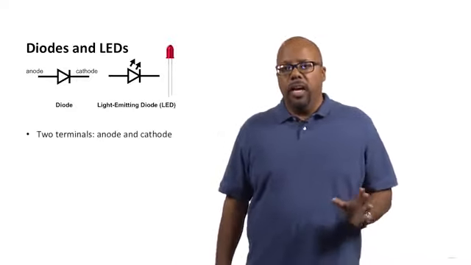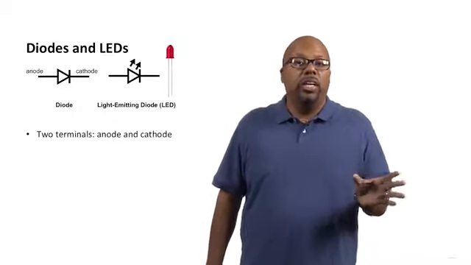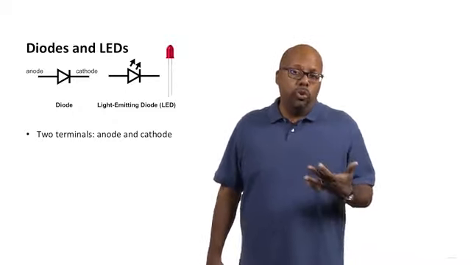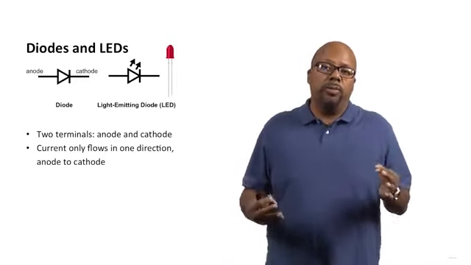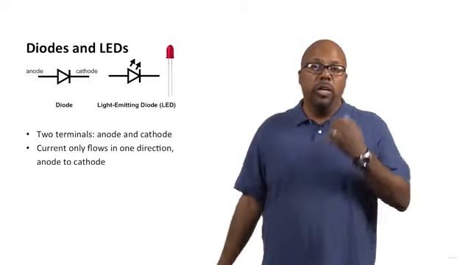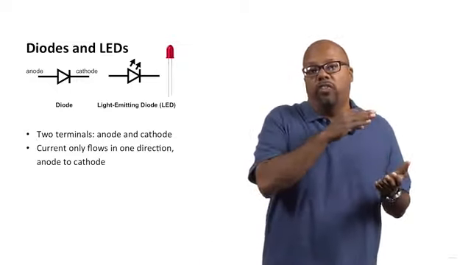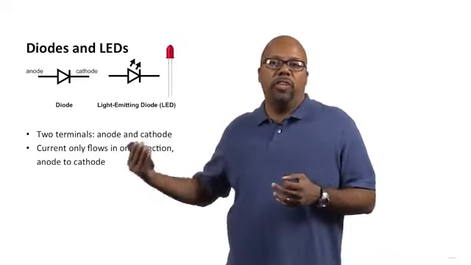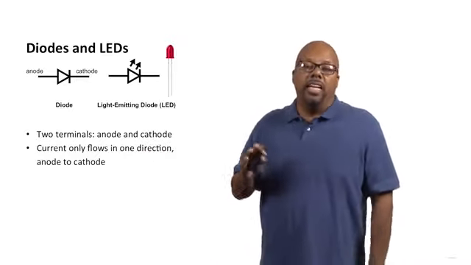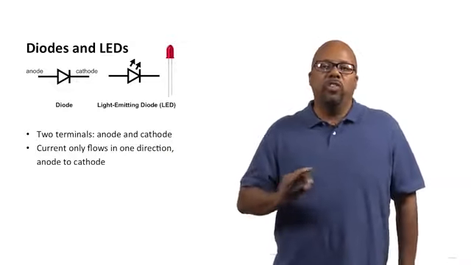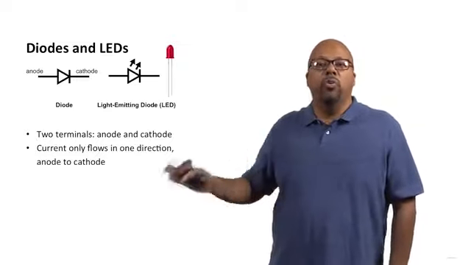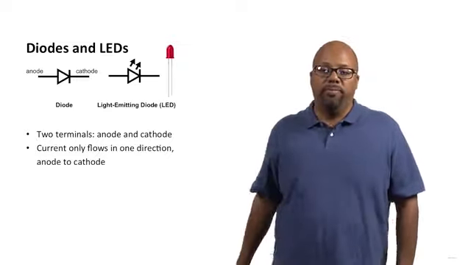Now, an LED or any diode at all, LED or not, has two terminals, an anode and a cathode. The unique thing about diodes is they are semiconductors, and current can only flow one direction through a diode. So it's got to flow from the anode to the cathode. It can't flow from the cathode to the anode. Even that said, it can flow from the cathode to the anode, but only if you drive it with a lot of voltage. At the levels that we're using, current is only going to flow in one direction, from the anode to the cathode.